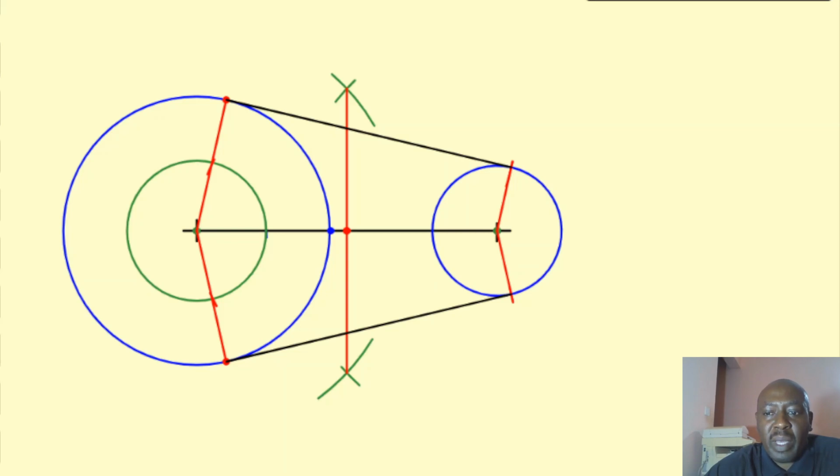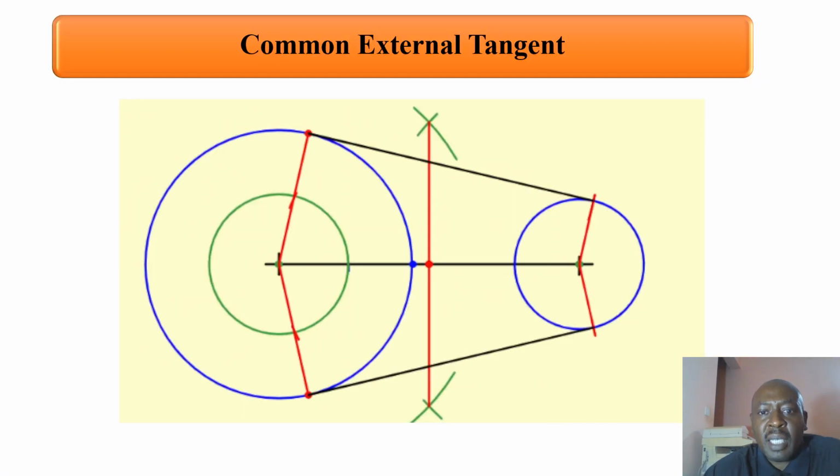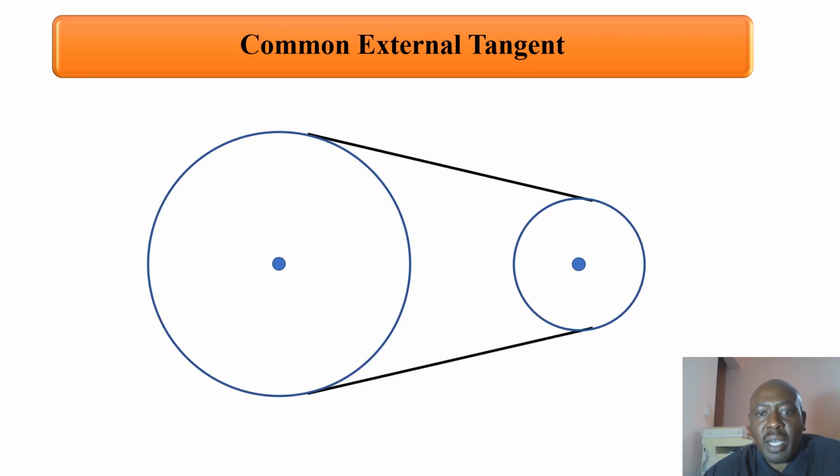Now we have our map work, from which we can extract or clearly see our tangent. So finally, this is what we have, and if we just ignore the rough work, we finally end up with the two circles and the external tangents.